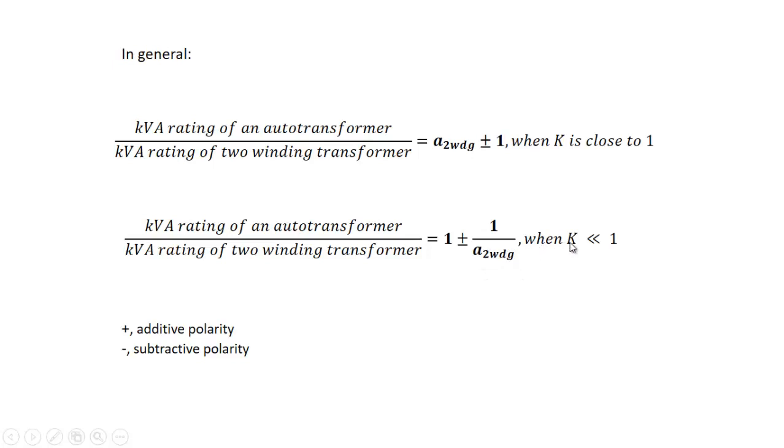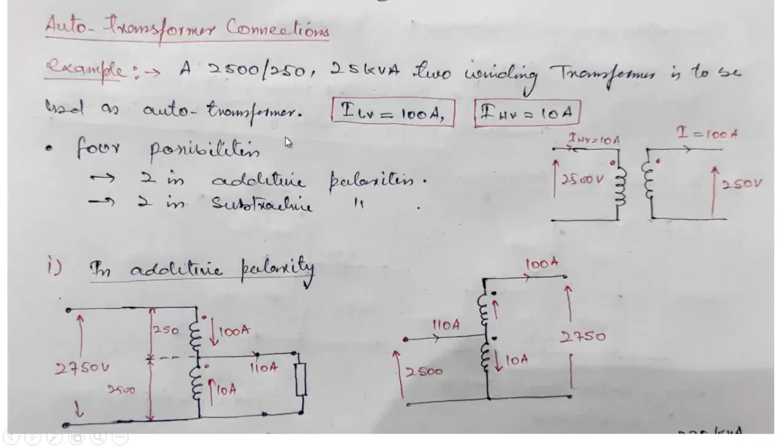So this is when K is very small, very much less than 1. In that case, K may be very close to 0. Again, plus will be for additive polarity, minus will be for subtractive polarity. We will see all these cases in a while. In this case, we'll try to use all these formulas and see whether they are true or not.